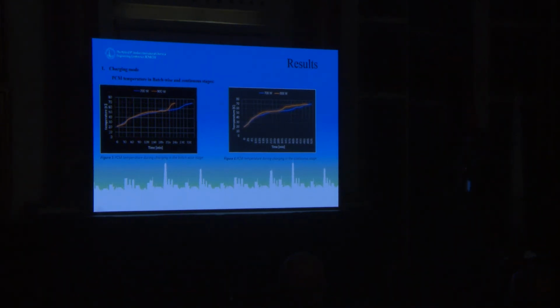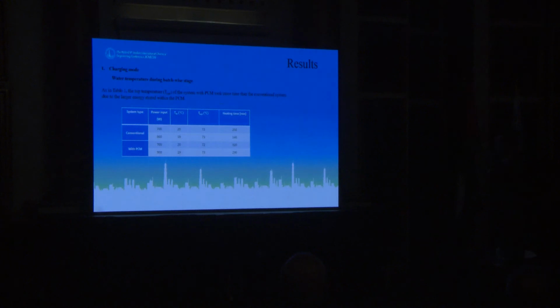As we can see, at 700 watt, it took about 300 minutes to reach complete melting of the phase change material. But in the continuous stage, when there is a demand for water, it takes around 500 minutes to completely melt the phase change material. Second, we studied the water temperature during the charging process.